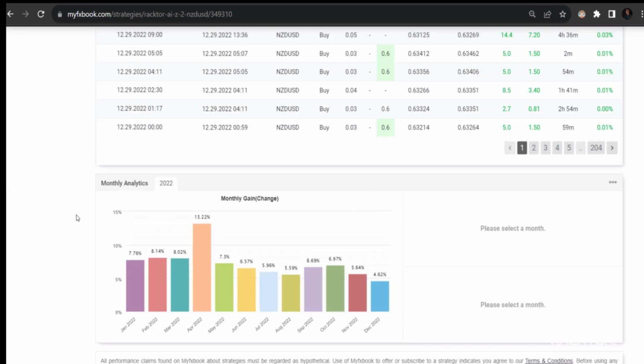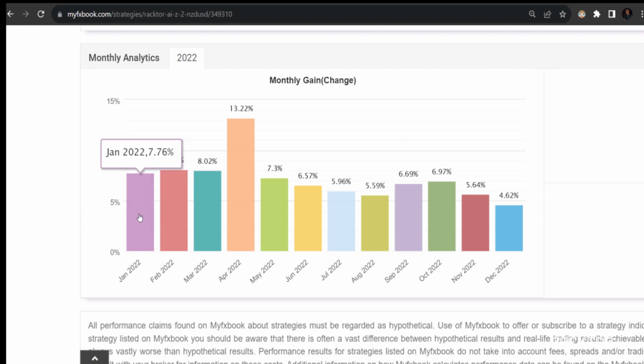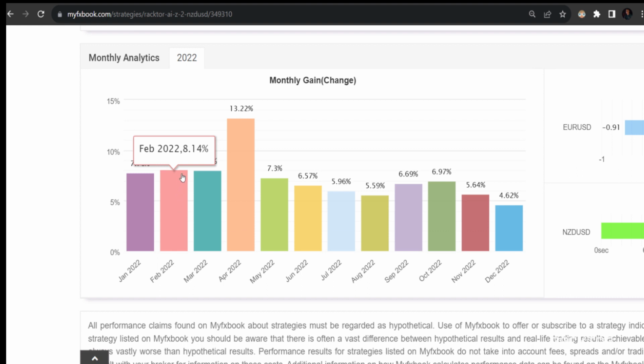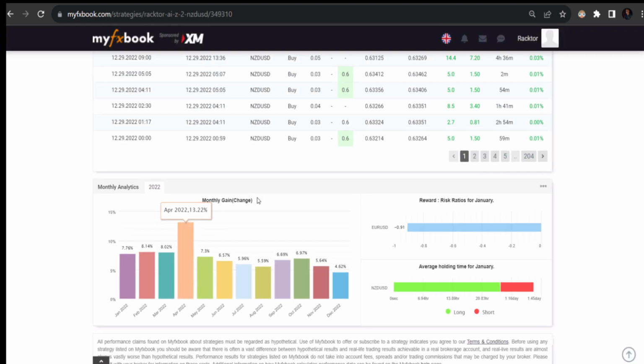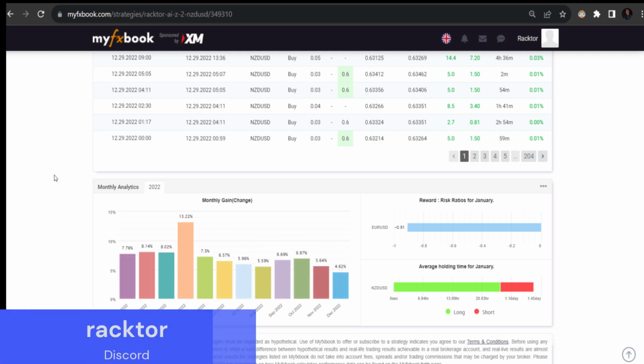So let's look at the figures for every month. You can see that in January 2022, you have a 7.76% return, February 8.14% return, March 8%, April 13, May 7, June 6, July 5, August 5, and September 6, October 6, and November 5%, while December is 4%. Of course, the highest is April 2022. So this just shows you that if you're an investor who started with us in January 2022, up to December 2022, you have 100% return on your capital.